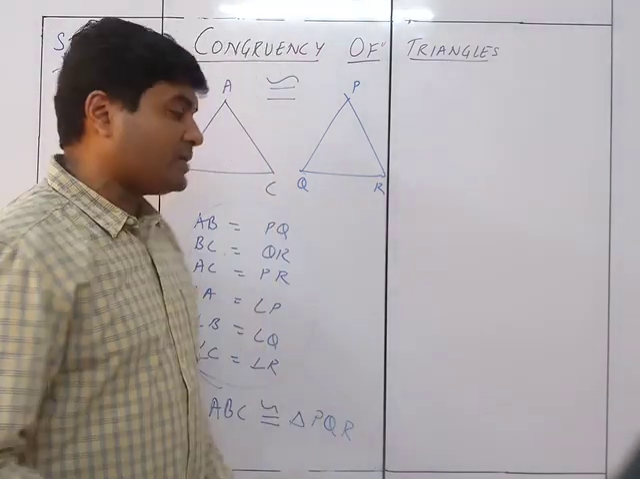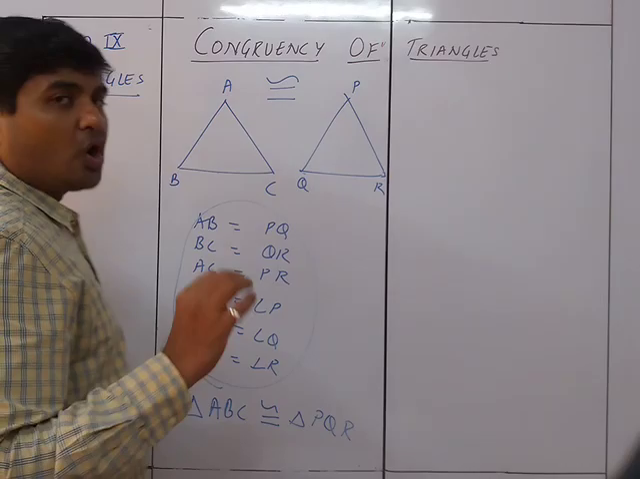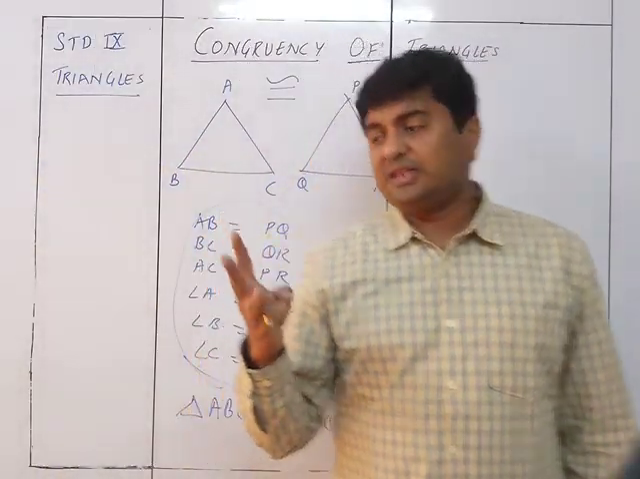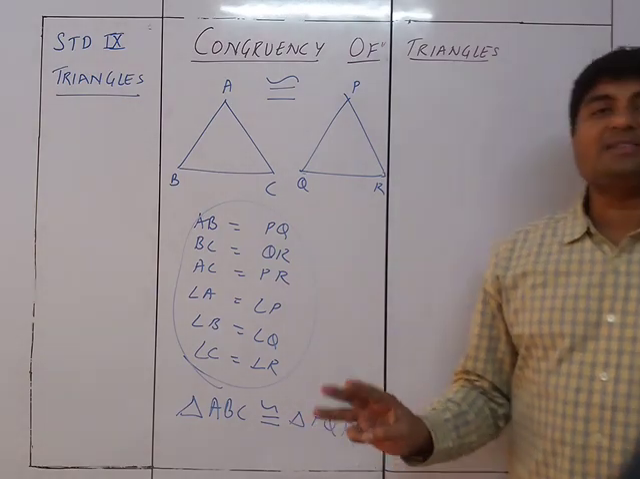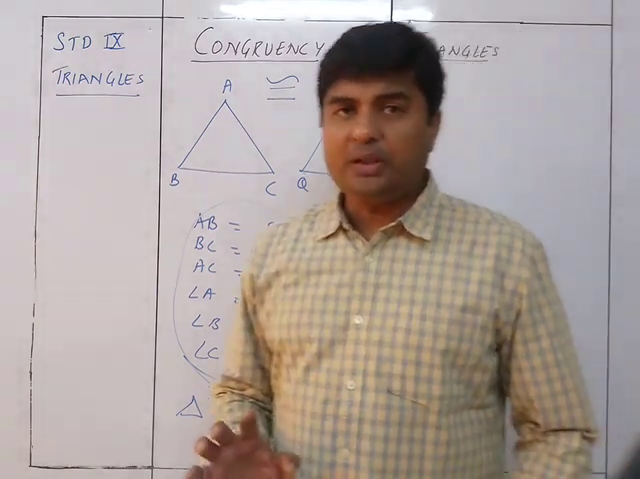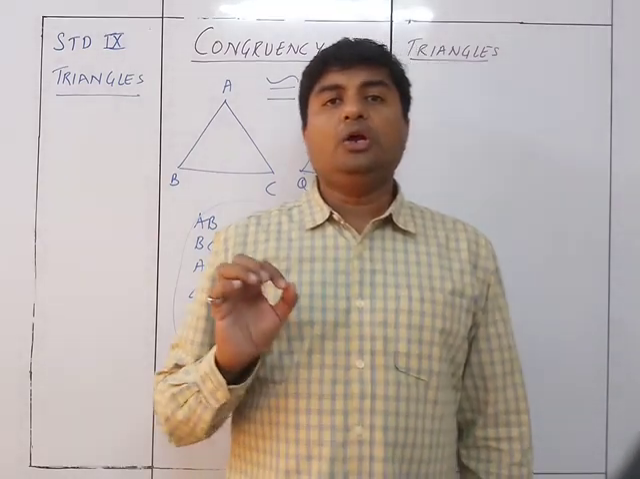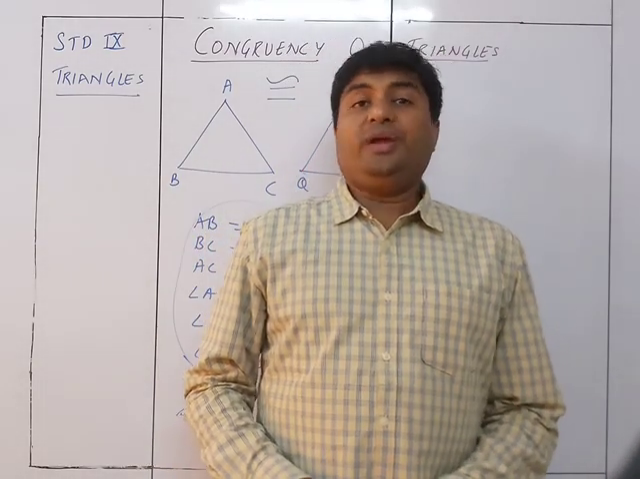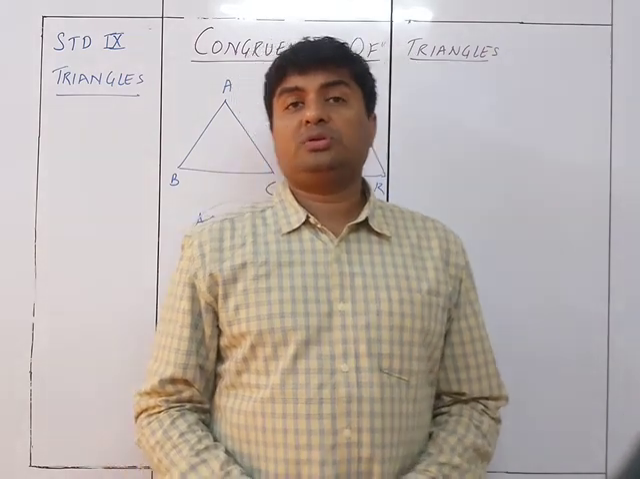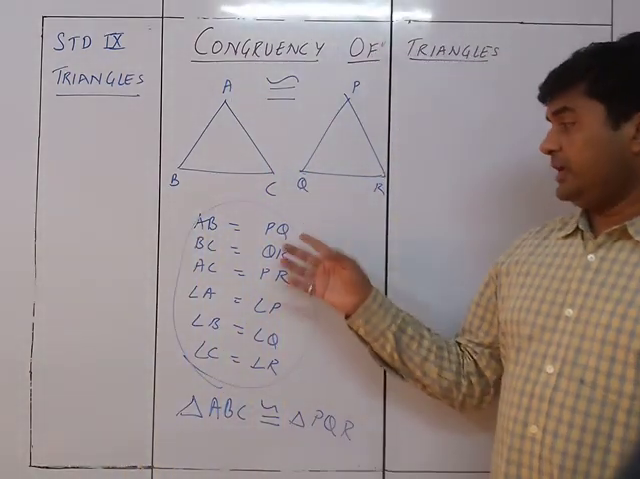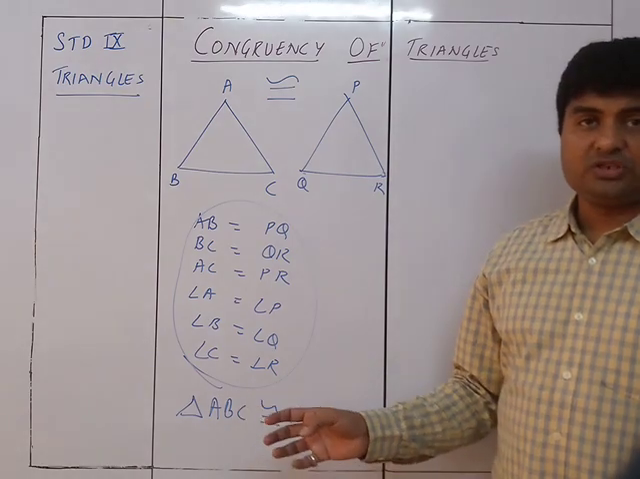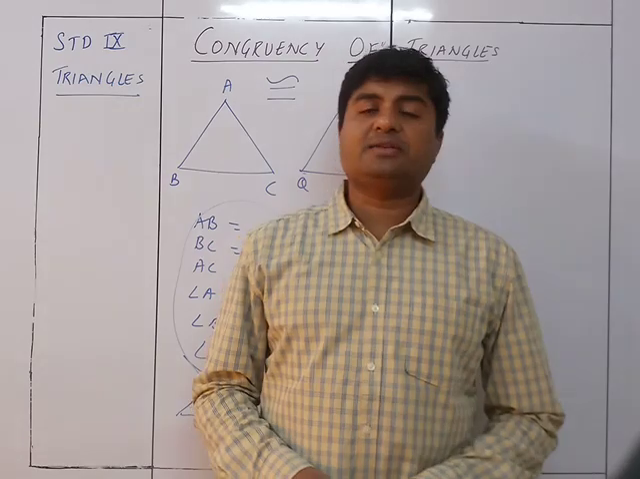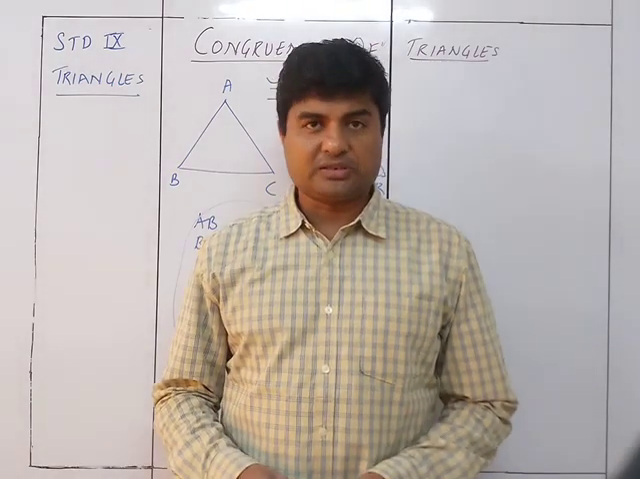I can say that the two triangles ABC and PQR are congruent if all the six parts of the triangle, that are the three sides and the three angles, are equal. If they are equal, then I can say that the two triangles are congruent. Now if I would have to check each and every one of the six conditions to be true, and only then am I able to say that the triangles are congruent, then it becomes a very difficult task.